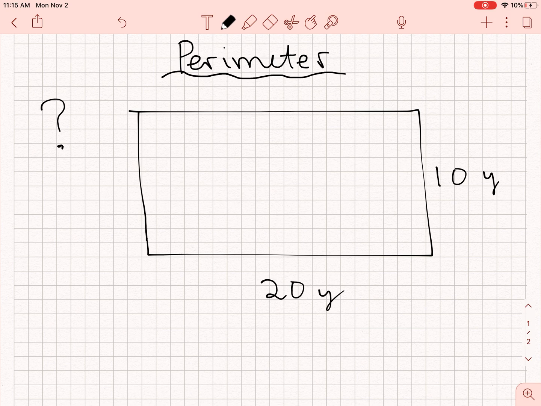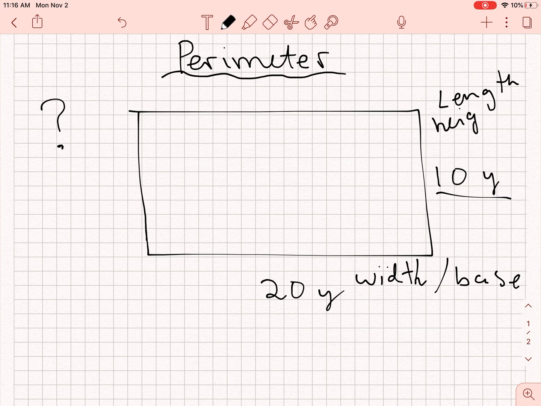So when we talk about a shape like this, we can use width or base, depending on how we're talking about it. And we talk about this side here as being the length or the height. People use both of these words because it just depends if you're looking at something that's on the ground or something that's on a wall. It changes the use of those words a little bit.